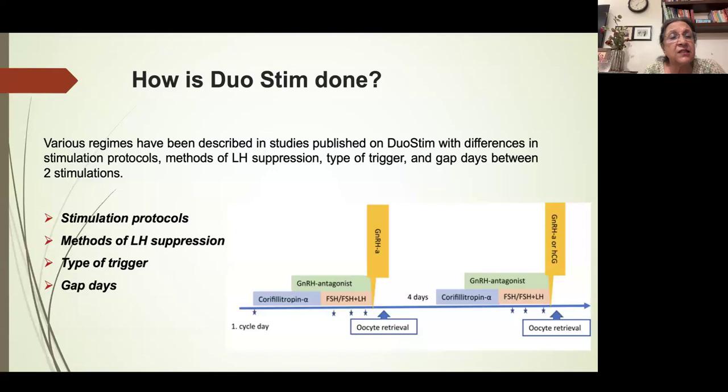So there are differences in stimulation protocols, that means COH. There are differences in the method of LH suppression. Then there are differences in the type of trigger. And there are differences in the gap days between one oocyte retrieval and the start of the other stimulation. And the gap days could vary from 0 to 5 days also.